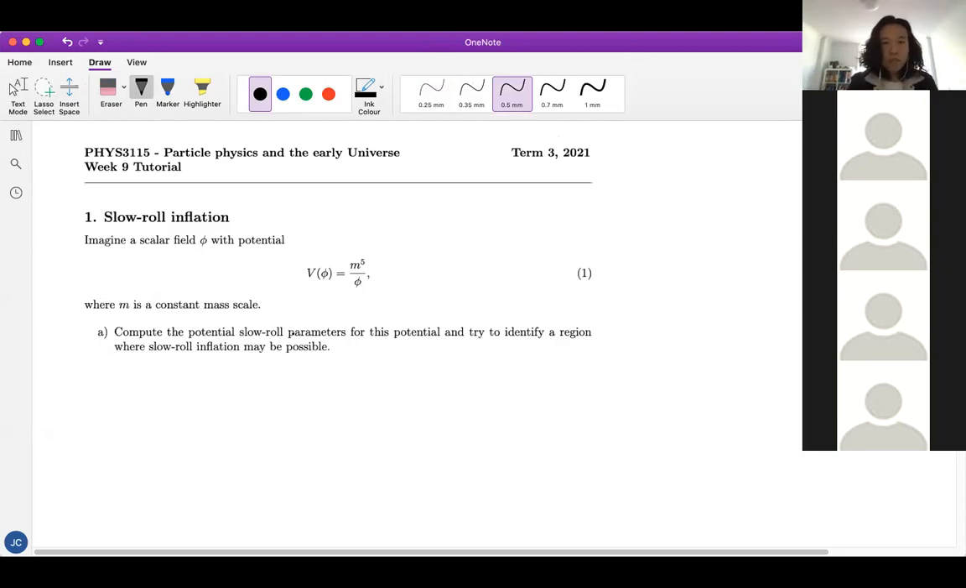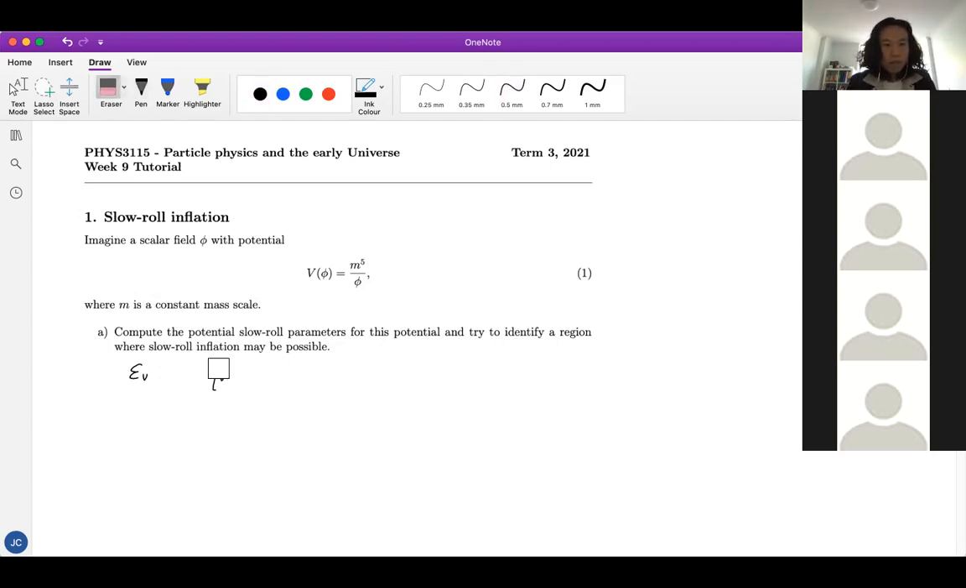Okay, so for this one, we have more inflation stuff. Imagine a scalar field with this kind of potential, and the little m represents some mass scale. It doesn't really have to have any physical significance. For part A, compute the potential slow roll parameters for this potential and try to identify the region where slow roll inflation may be possible.